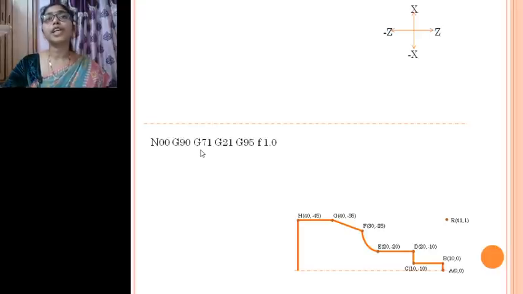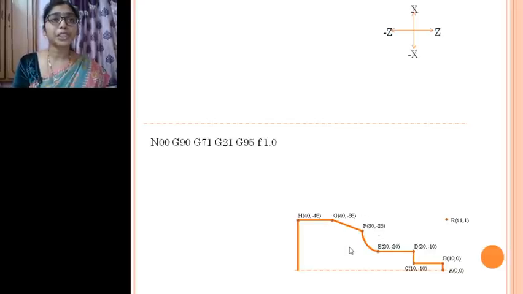For each cycle there is a certain code which is given. In this particular case, we are using a turning cycle which is given by G71. And then we have G21. Now what does this mean? Now we have defined all these points, right? 10, 20, 30, 40. What are these?